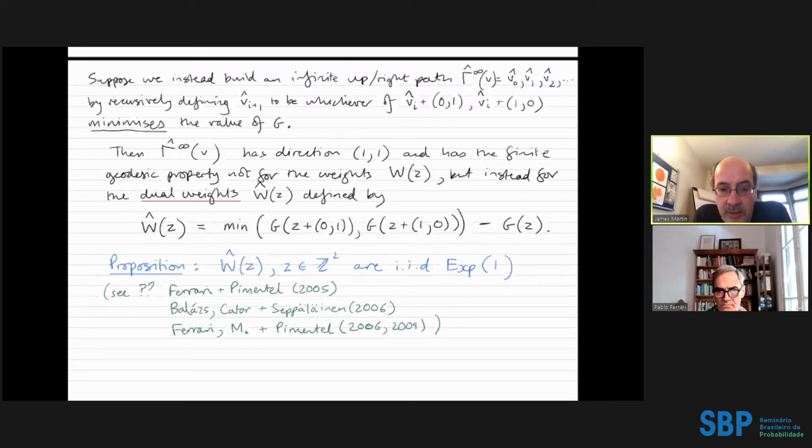So I think maybe this exact form of the theorem there was first in a paper that Pablo and Leandro and I wrote about competition interfaces for last passage percolation. But already at that stage, very similar ideas were being used, for example, by Martin Balázs, Eric Cator and Timo Seppäläinen in their work on fluctuations of last passage percolation geodesics and that kind of thing.